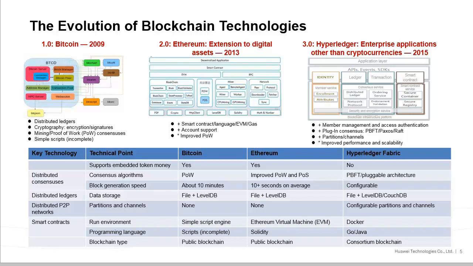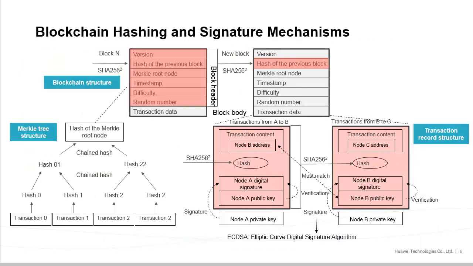For smart contracts, Bitcoin's simple script engine means it is not Turing complete. Ethereum and Hyperledger, though, provide complete operating environment for smart contracts. The contracts can ensure that transactions are carried out in an orderly manner. Ethereum supports Solidity, and smart contracts can run in the Ethereum Virtual Machine, EVM. Hyperledger supports mainstream programming languages like Go, Java, and Node.js. These languages enable smart contracts to run in Docker containers. These are the main differences between the three mainstream blockchain technologies.